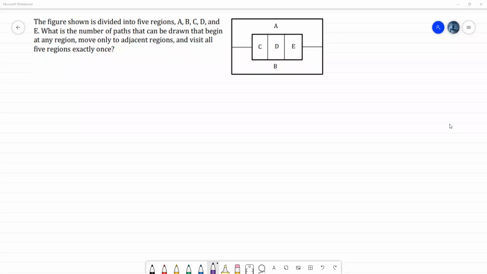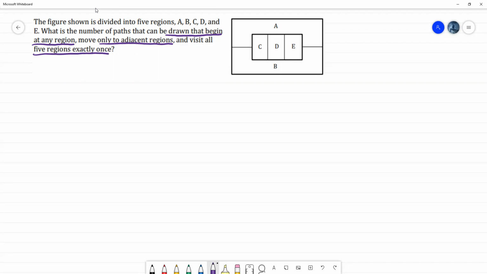Okay, so here is our next problem. The figure shown is divided into 5 regions, A, B, C, D, and E. What is the number of paths that can be drawn that begin at any region, move only to adjacent regions, and visit all 5 regions exactly once? From the wording of this problem, it sounds pretty complicated because of all the information. First of all, they can be drawn that begin at any region. They can only move to adjacent regions, and they have to visit 5 regions exactly once.